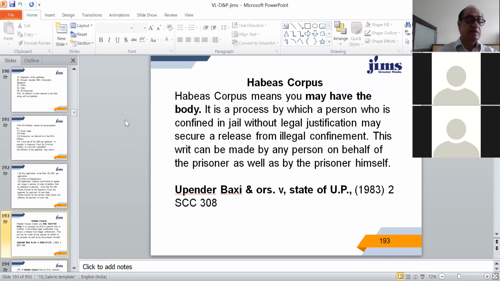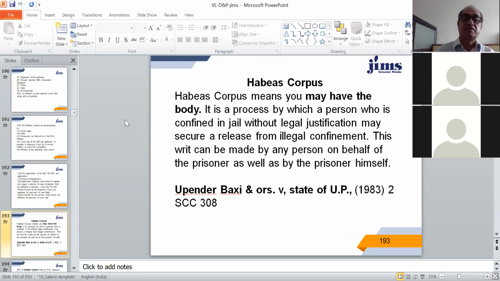Now, dear students, we quickly come to the drafting of habeas corpus writ petition. Habeas corpus means you may have the body. It is a process by which a person who is confined in jail without legal justification may secure a release from illegal confinement. This writ can be made by any person on behalf of the prisoner as well as by the prisoner himself. There is a leading case, Upendra Baxi and others versus State of UP, decided in 1983.